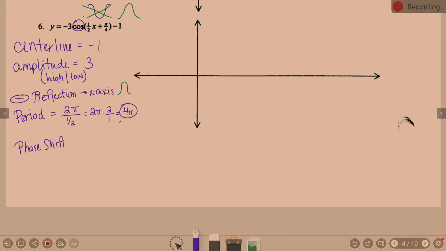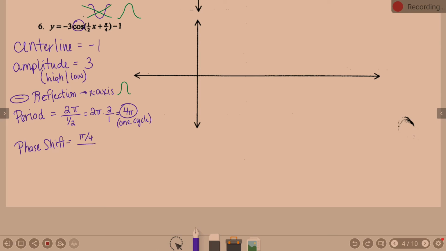So that 4 pi, if you need to write it in here, is 1 cycle of your graph. Phase shift: C over B. And here's the deal. It's not even that you have to know A, B, C, D. You just have to know the location of where those pieces come from. So what's my phase shift going to be represented as?